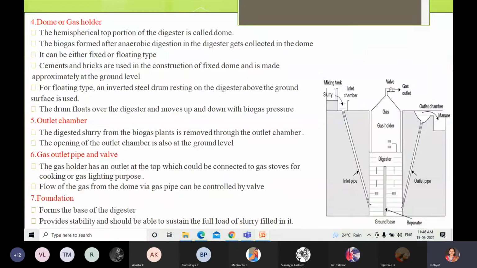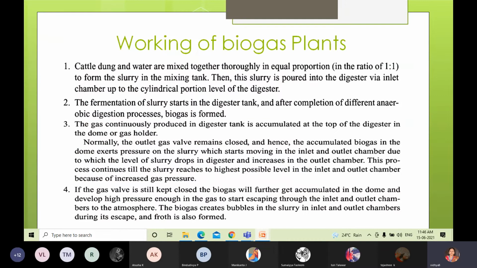This will create a gas pressure, and the slurry will move up and down and go to the inlet and outlet chamber. This process will continue till the slurry reaches the highest possible level in the inlet and also the outlet chamber, because of increased gas pressure.